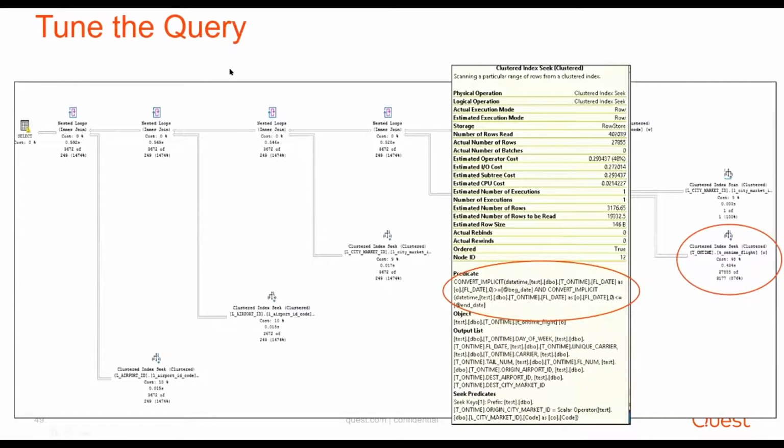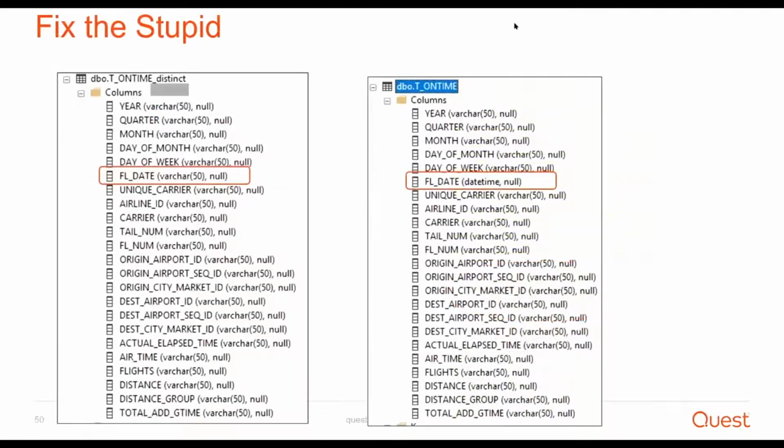So I look at the execution plan. I have this little problem here with the select. You can see I'm doing a clustered index scan on city market, which I didn't want. I want to drive with that. But I'm doing a seek on time, but notice my implicit conversion. I actually loaded this up and it was all varchar, so it's changing it to datetime in order to do that comparison with the date. So I fixed the stupid by just renaming the table and making it a datetime.